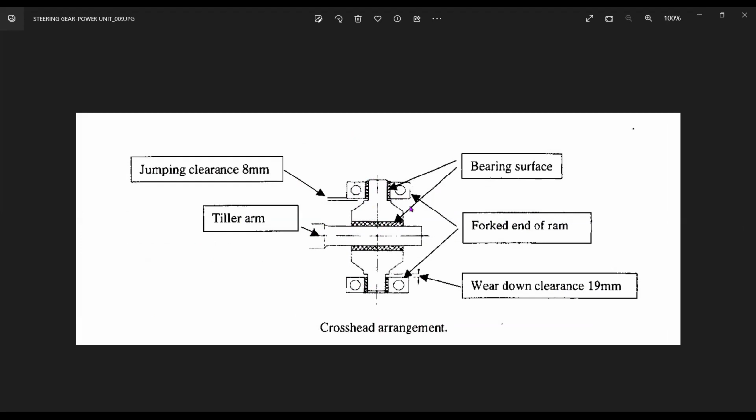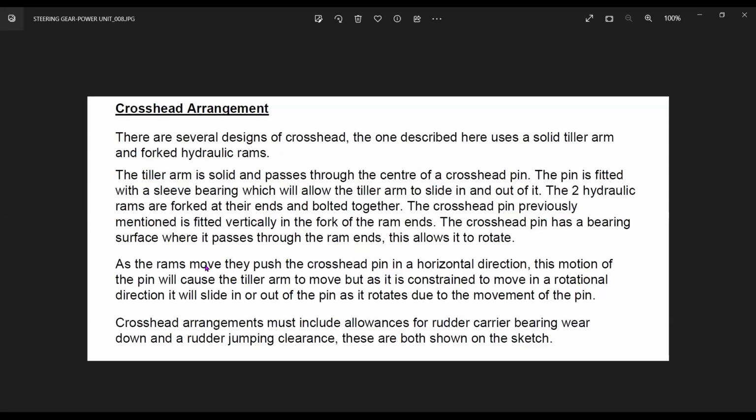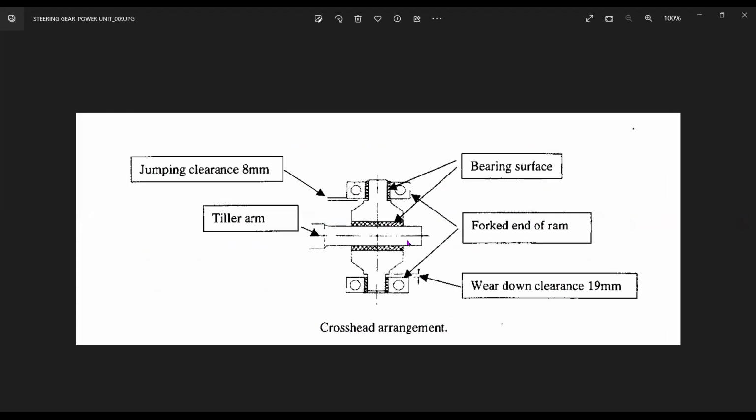Means to the rams. The rams are arranged like this, right? The rams are in the port and starboard direction, and this is in the central, forward and aft direction. So as the rams move, the crosshead pin and the bearing surface which it passes through in the ram ends allow it to rotate. As the rams move, they push the crosshead pin in a horizontal direction, as I said, and the motion of the pin will cause the tiller arm to move, but it is constrained to move in a rotational direction. So basically, it will not be allowed to move up.